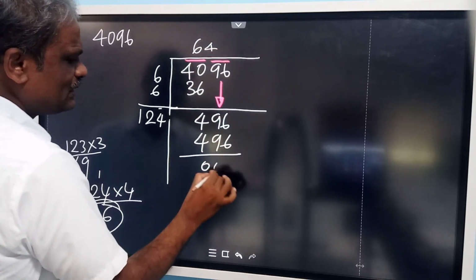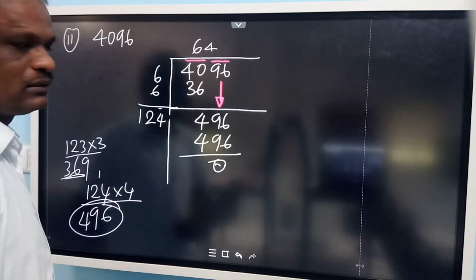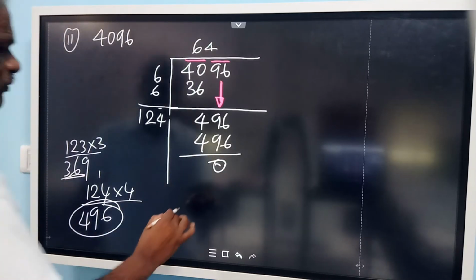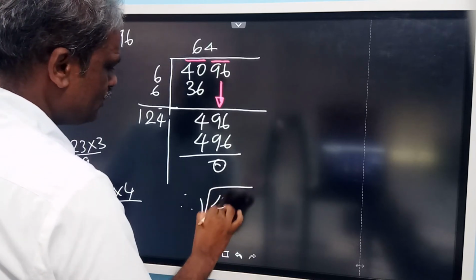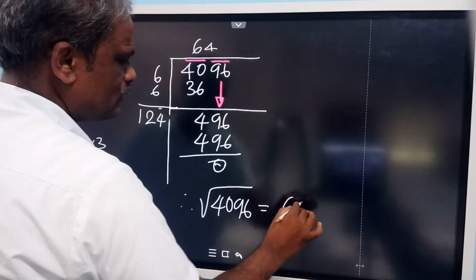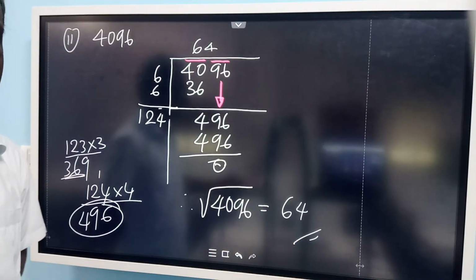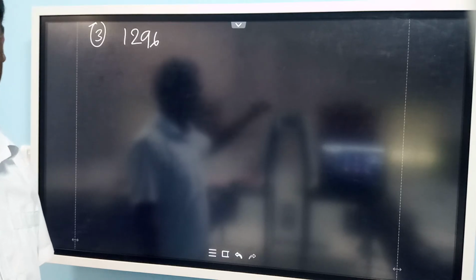You are getting remainder 0. Okay, so you are getting 0 as a remainder. Therefore, the square root of 4096 is 64. 64 times 64 gives you 4096. Now look at this question.